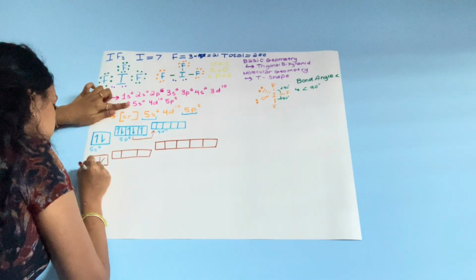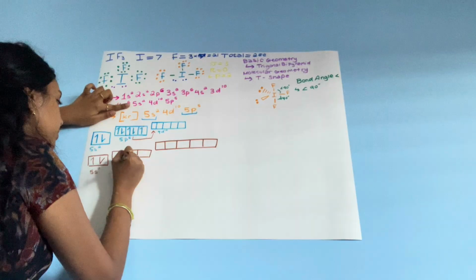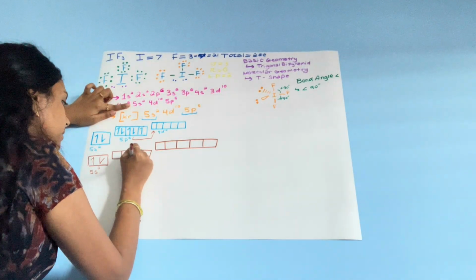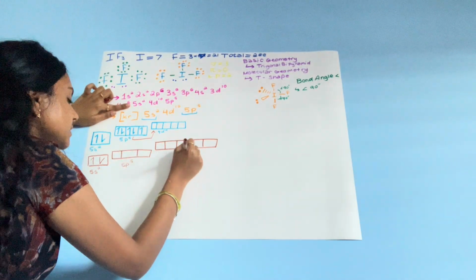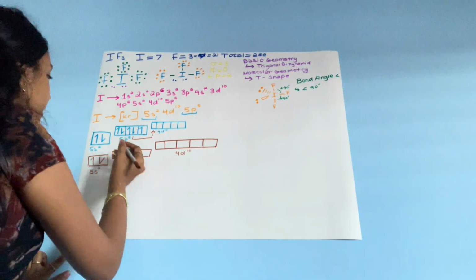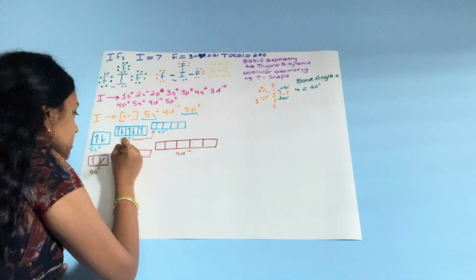So this is 5s2, 5p5, 4d10. Now we're going to draw in our electrons.